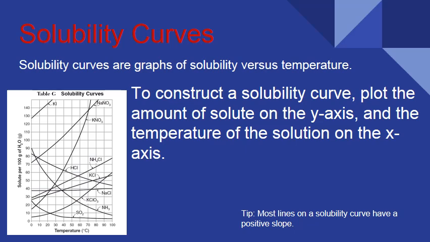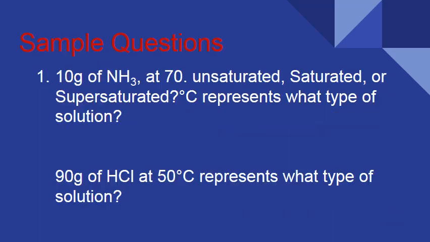Now that we've discussed what solubility is, we can talk about solubility curves. Solubility curves are graphs of solubility versus temperature. This can be found on Table G in your reference table. To construct a solubility curve, plot the amount of solute on the y-axis and the temperature of the solution on the x-axis. One observation to make note of is that most lines on a solubility curve have a positive slope. So when you're taking a test, just keep that in mind.